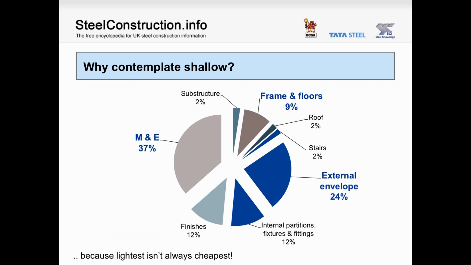Why would you ever contemplate using shallow floor construction then? Well, that's because there are other aspects of the project, such as external envelope, that contribute more significantly to the cost of the building than the frame and floor cost alone. Looking at a typical building, external envelope has been calculated at 24% of overall cost compared to only 9% for frame and floors. So using a shallow floor system may reduce the height of the building, resulting in less area of cladding, offsetting the additional cost of frame and floors with a reduction in the external envelope.